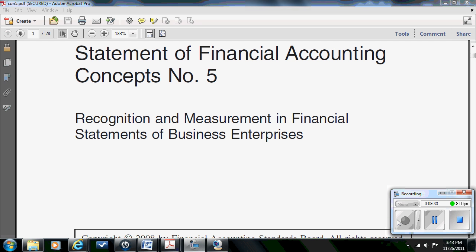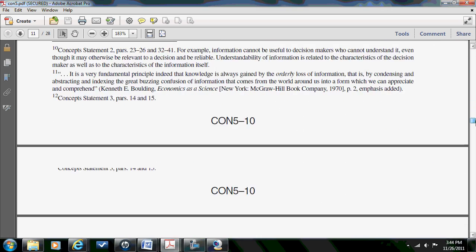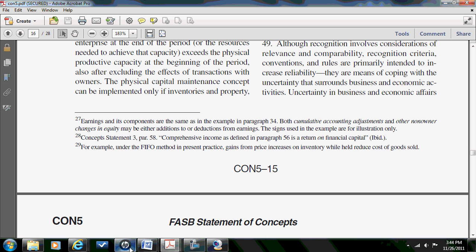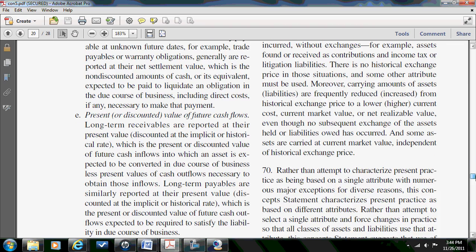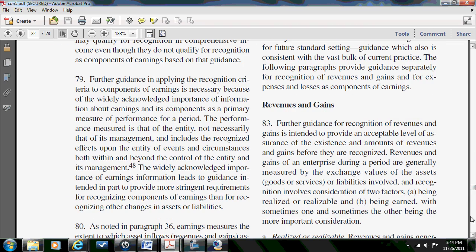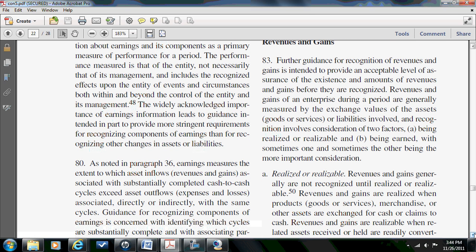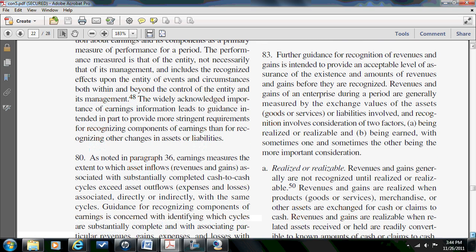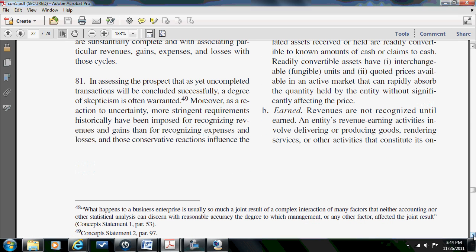So the code tells us that the authoritative document where revenue recognition is defined is the Statement of Financial Accounting Concepts number 5, and this is available on the FASB website and is contained in a zip file that is on the portal. So in opening Concept 5, if we were to go down to paragraph 83, we would get further guidance on the recognition of revenue. B talks about when revenue is earned.